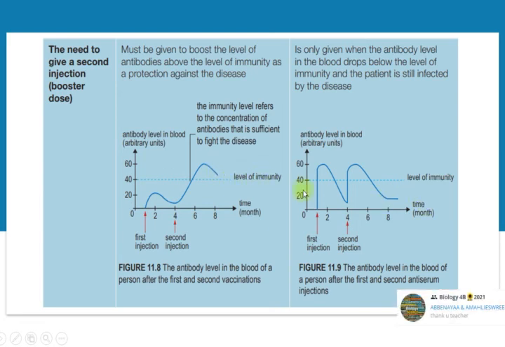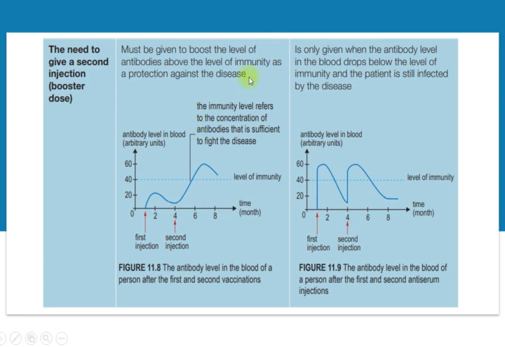So what is the level of immunity? The level of immunity refers to the concentration of antibodies that is sufficient to fight the disease. So the booster dose must be given to increase the production of antibodies up to or above the level of immunity, for protection against the disease.